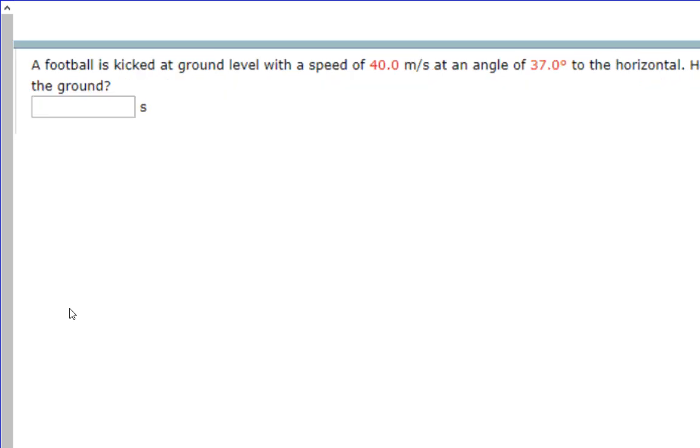Football kicked at ground level. How much later does it hit the ground? Oh, this one's going to be very easy, right? Because all I care about is time. And I saved the easy one for last, not the toughest one for last. I saved the toughest one for the middle. That's how I like to roll. Oops, wait a minute. Sorry, my bad.